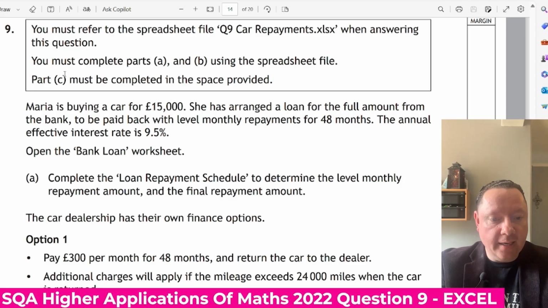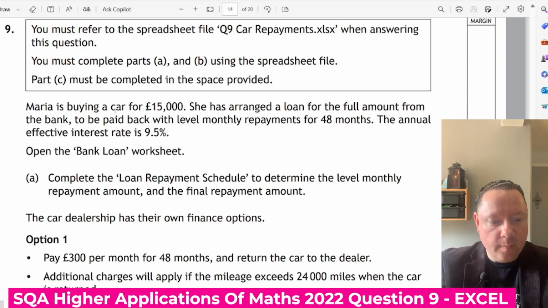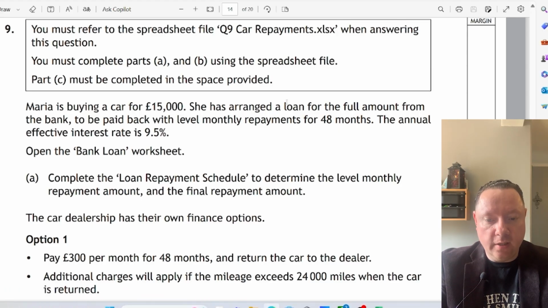2022 question 9. You must have a spreadsheet, Q9 car payments, when answering this question. Okay. Maria is buying a car for £15,000. She's arranged a loan for the full amount from the bank to be paid back with level monthly repayments for 48 months. The annual effective interest rate is 9.5%. Complete the loan repayment schedule to determine the level repayment amount and final repayment amount.